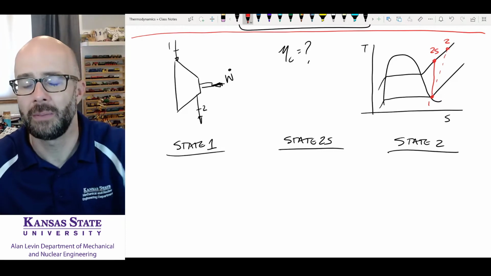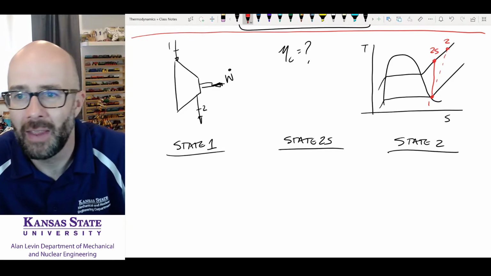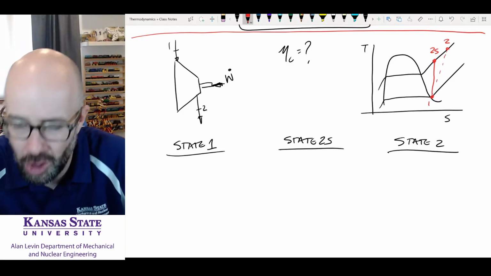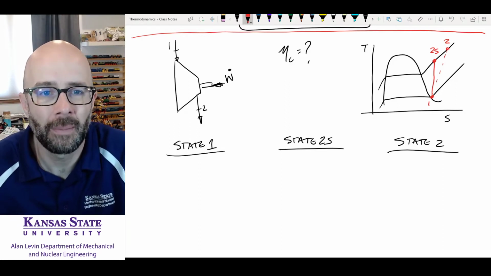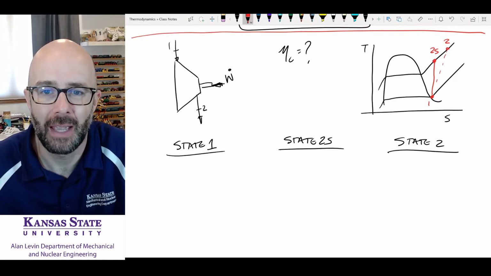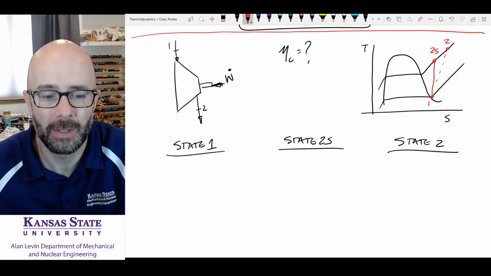It's important to me that you're able to draw these. It looks like 2s is about straight up from state 1. State 2 has to be to the right. If you don't draw that, that'll be points off on the exam. I need you to understand how this works.